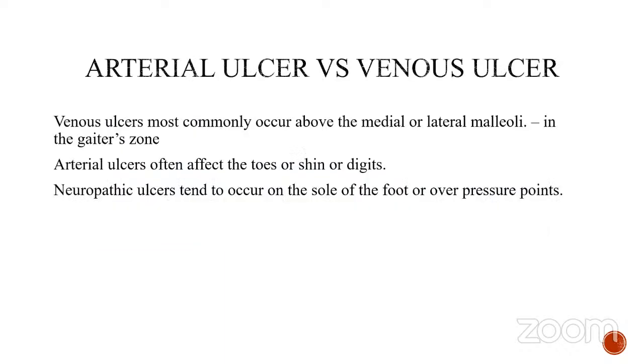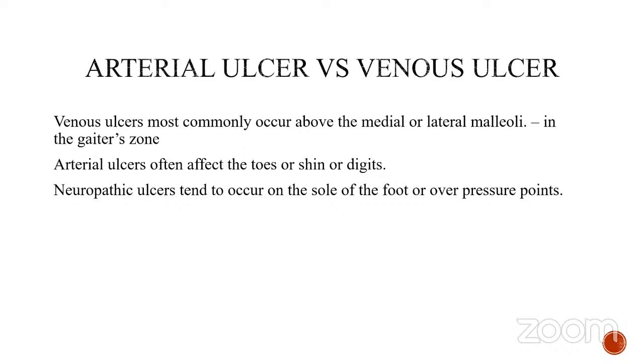If we differentiate between the three ulcers, venous ulcer, we know, commonly occurs above the medial or lateral malleoli in the gaiter zone. So if the ulcer occurs in the gaiter zone with a healing tendency, it's usually a venous ulcer. Whereas arterial ulcer often affects toes, digits, or even the shin. Shin is also one common area for arterial ulcer, but it's mostly seen in toes as well as in digits.